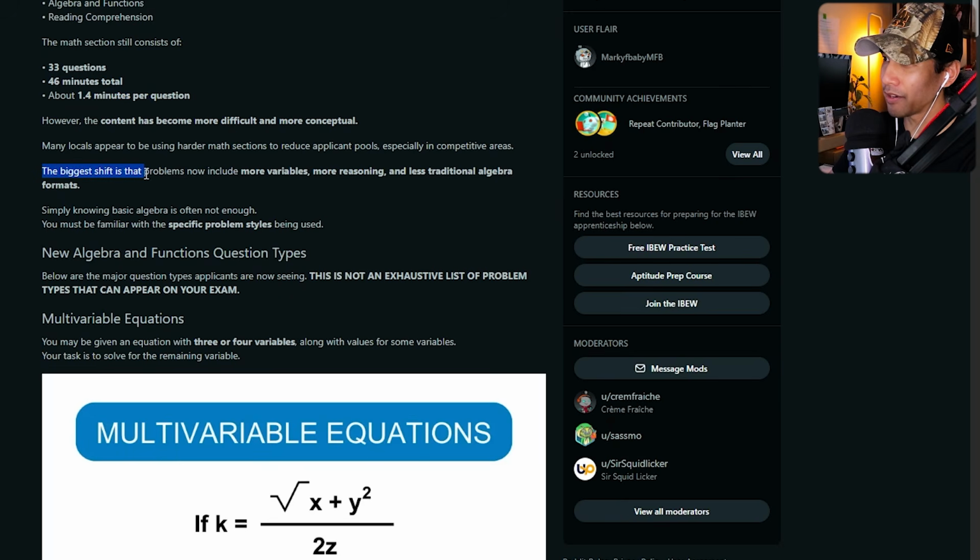The biggest shift is that problems now include more variables, more reasoning, and less traditional algebra formats. I don't know how to define less traditional algebra formats, but if you are familiar with the unofficial practice test I released, you'll know that on purpose I did increase the difficulty on most of the problems. So I did add more variables and included more reasoning, and so on and so forth.